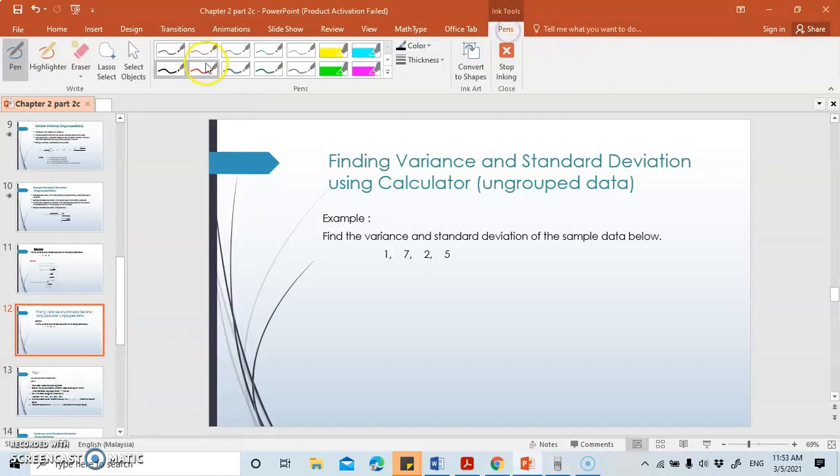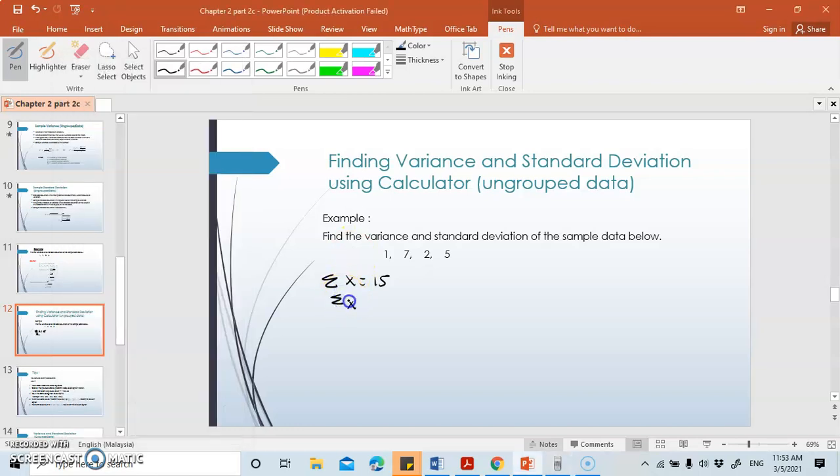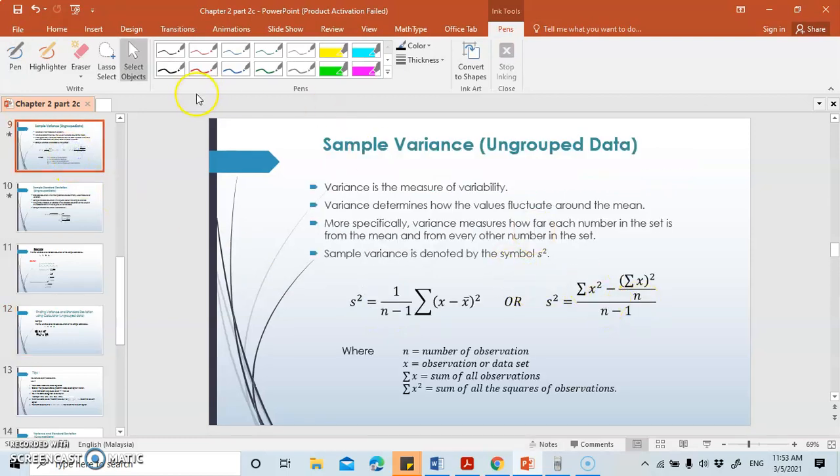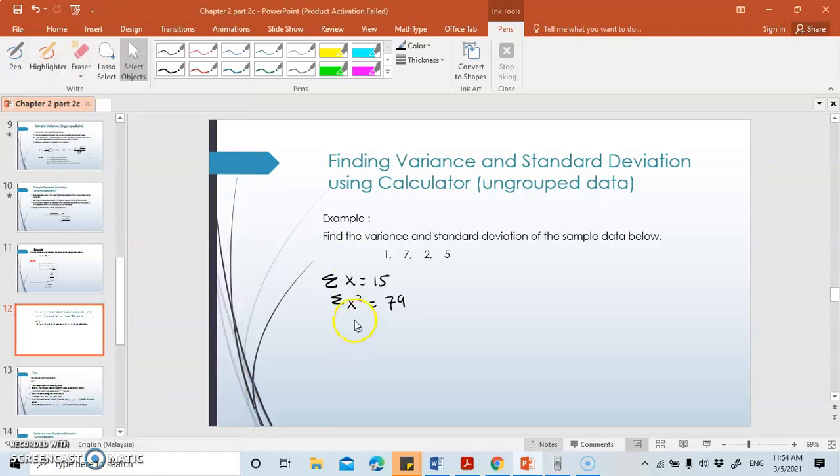Now total x is 15. And then for total x square, Shift again, number 1, sum, then 1, total x square, 79. Total x square is 79. And then we need n value, the number of observation. We can also get that in this calculator. Shift, stat, number 4, n for number 1. So n is, of course, 4 because we have 4 data.